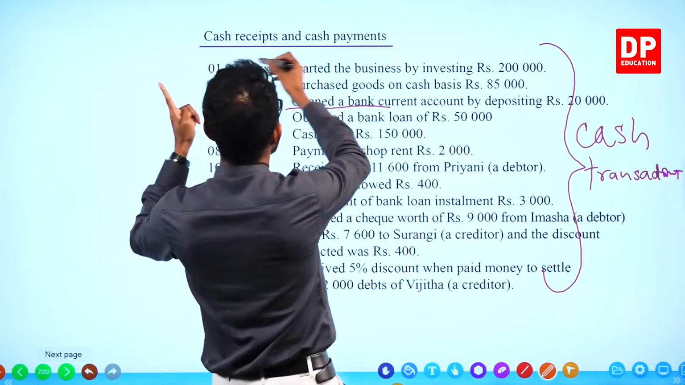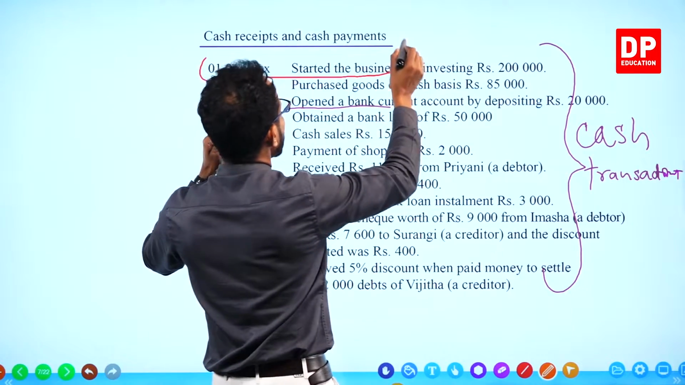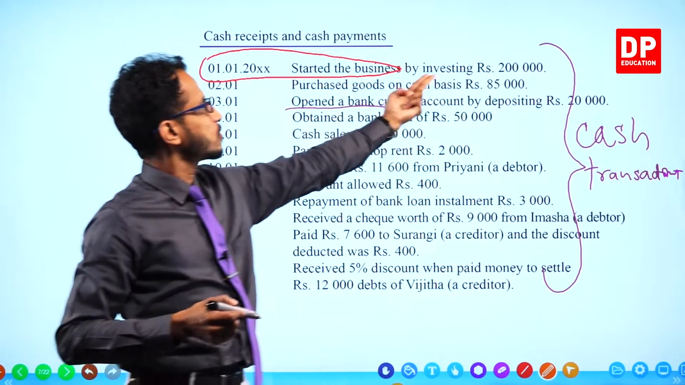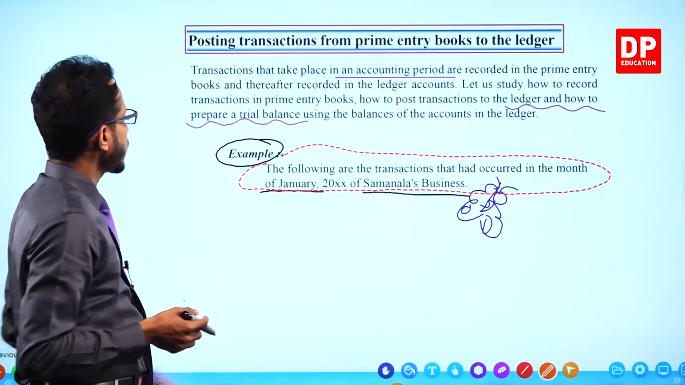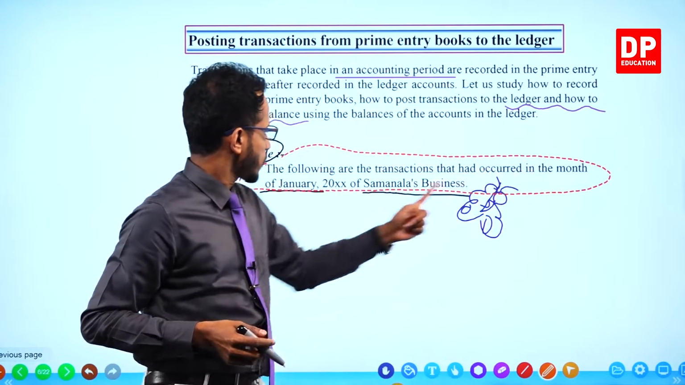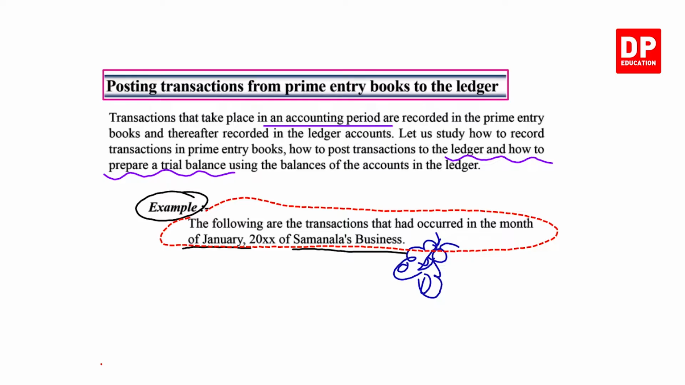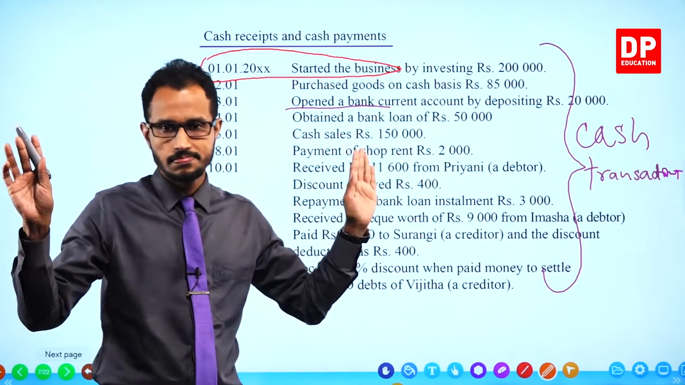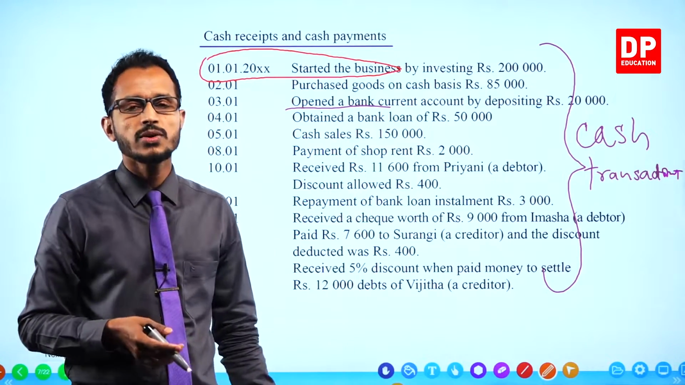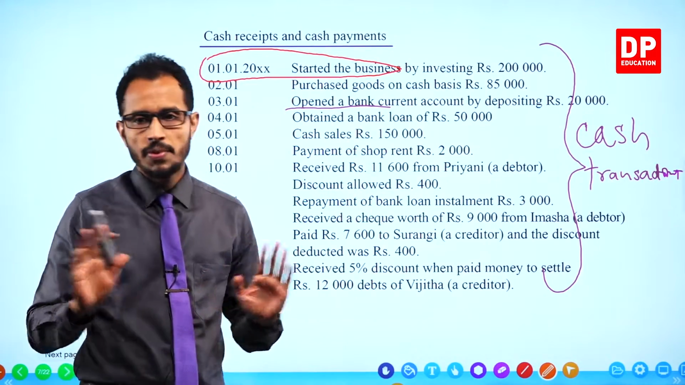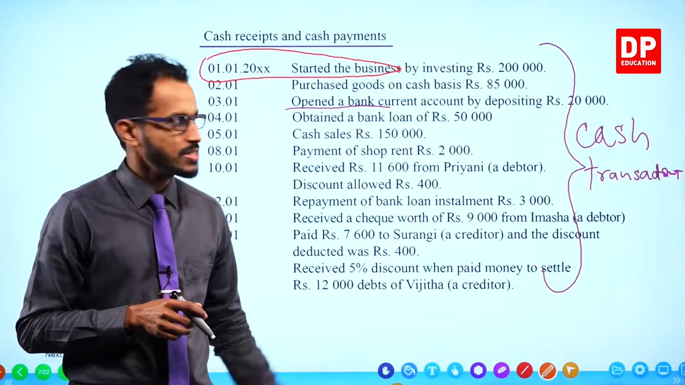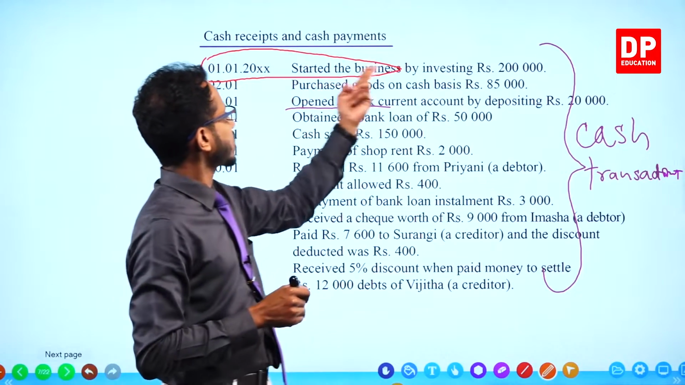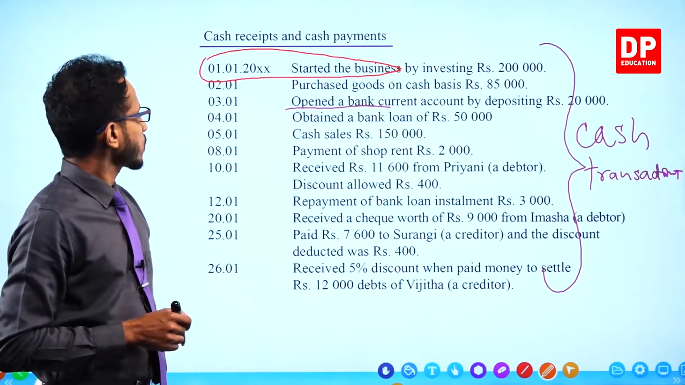It's a commencement. It started the business newly by investing 200,000, which means, children, if Samanala's business is a newly started business, there are no opening balances. We have learned how to record opening balances, but in this question there are none, because this business has been started today. So from today only, we are recording transactions.